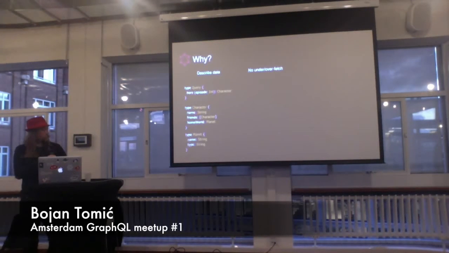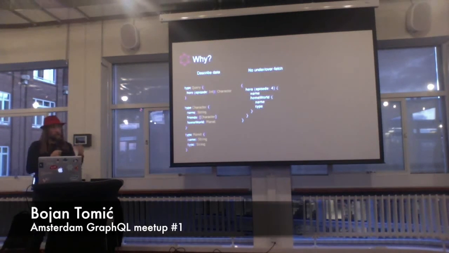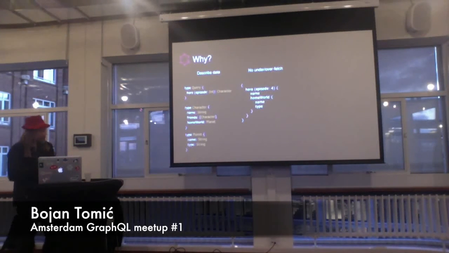So the main reason why this is good, what power this gives you, is you never over or under fetch. You fetch exactly what your client needs and nothing more and nothing less ever. So you want the hero of episode 4, you want his name, you want his home world, and within the home world you want the name and type. So you don't care about friends here. You're not asking for the friends of this thing and so on and so forth. You don't want deeply nested in this case.